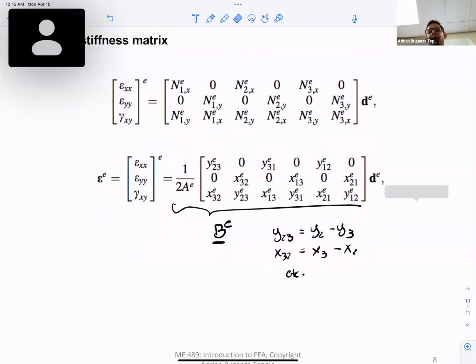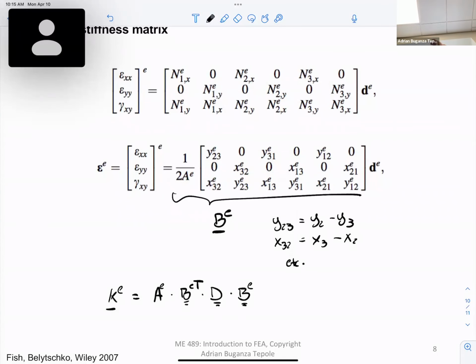And given that, the actual stiffness matrix is just going to be the area of the element times this B matrix transpose times this D matrix that I don't think I have defined yet, hopefully I have it in the next slides, times the B matrix. And again, you have everything. The area is just the area of the triangle, the B matrix is some numbers, then the D and the B matrix again.